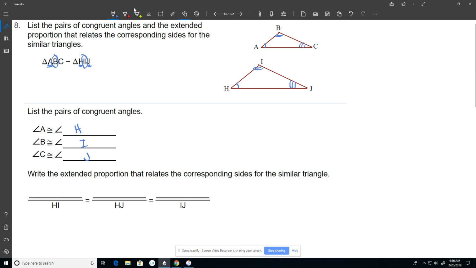Then it wants you to write the proportions. So from H to I, which is this line here, that's the same as A to B. So that's what I'm going to put on top. I'm going to remember to capitalize the letters too. H to J, this one on the bottom, is the same as A to C. And from I to J is the same as from B to C. So just like up here with our angles, we just need to make sure the H's line up with the A's and the B's line up with the I's, and C and J's line up, and you'll have that one done.